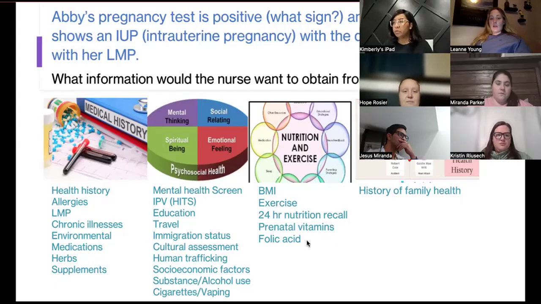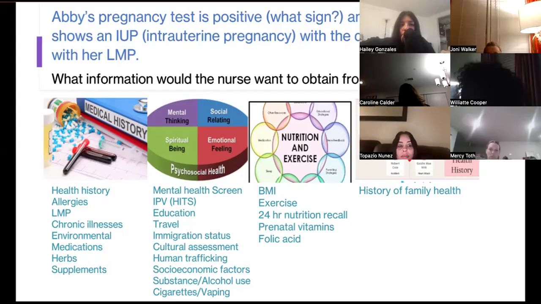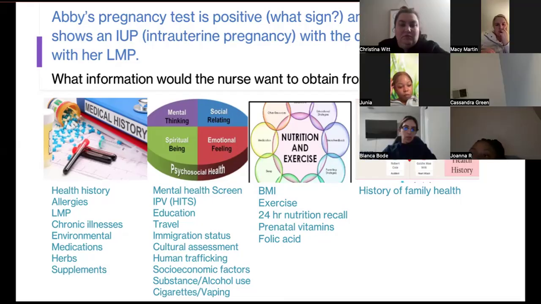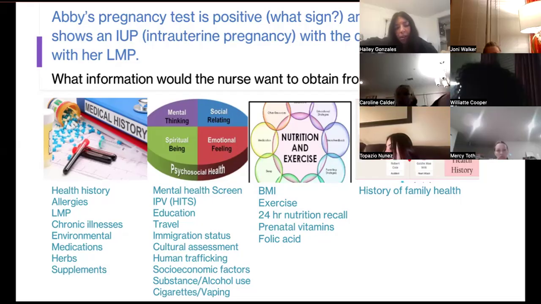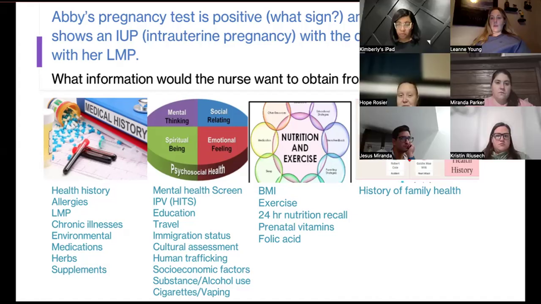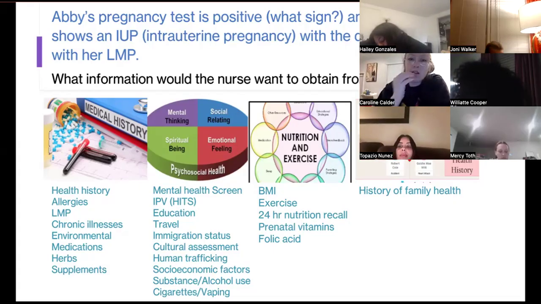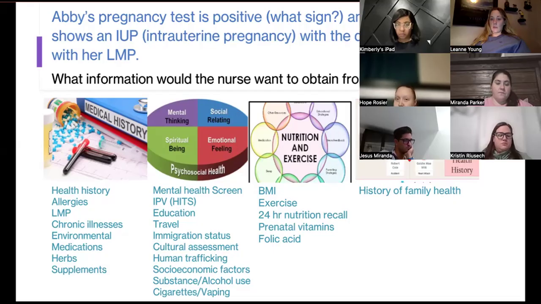We're going to go over her nutrition status and her prenatal vitamin intake. Folic acid. What does folic acid help prevent? It's important for spinal formation. Yeah. So what are we worried about with spinal formation? What would that be called? Neural tube defects. Yep. So an increased amount of folic acid has been shown to decrease the instances of neural tube defects in babies.